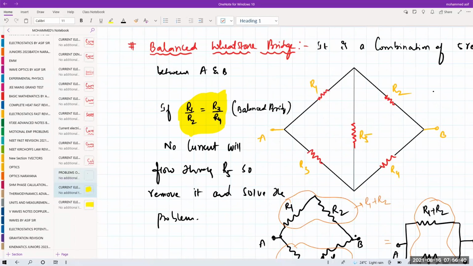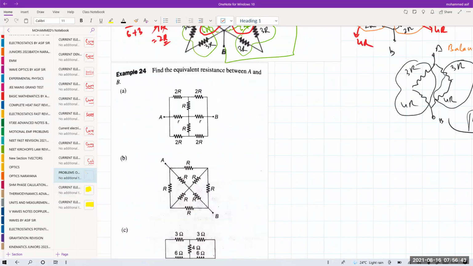There are some problems in this one, this condition, isn't it?